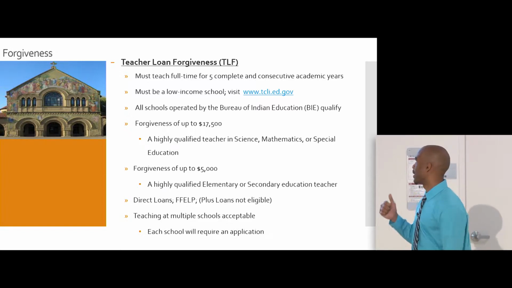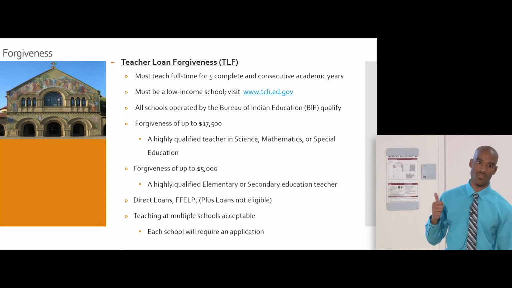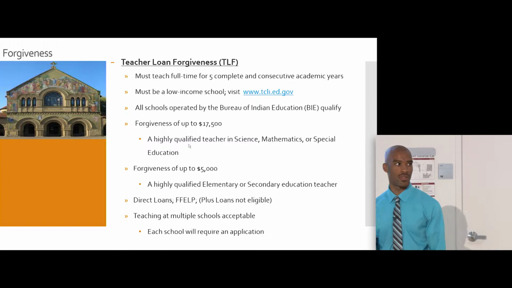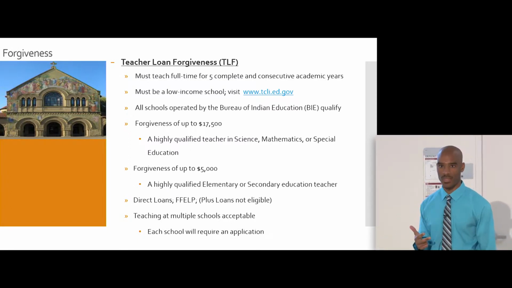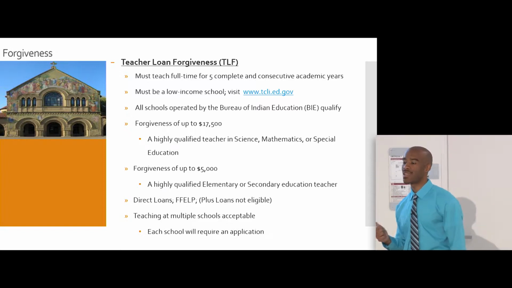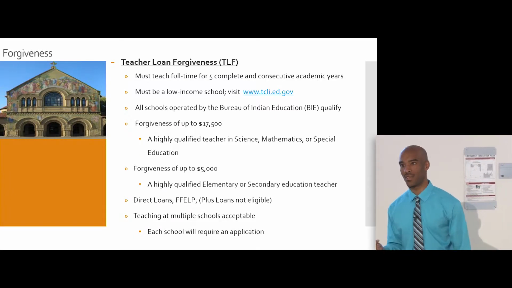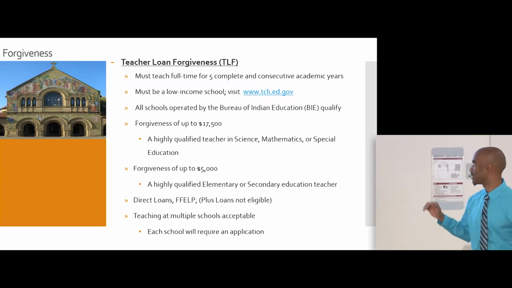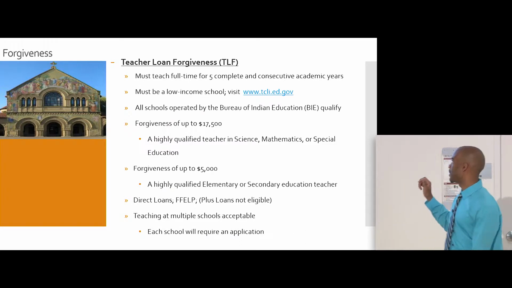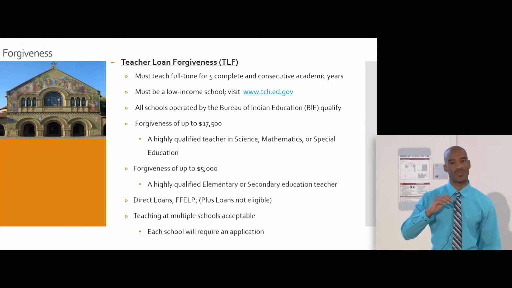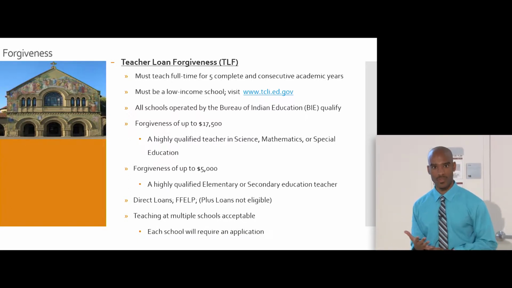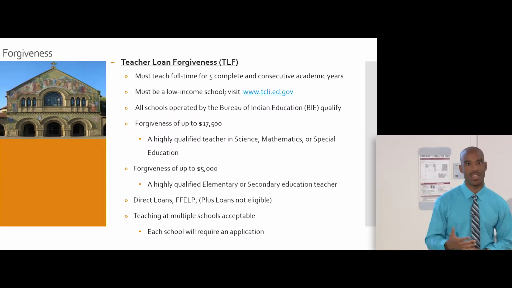They do count as low income schools. Another is the forgiveness amounts. If you were looking for a forgiveness amount of $17,500, you do have to be a highly qualified teacher in science, math, or special education. As far as a forgiveness amount of $5,000, you just have to be a highly qualified teacher in education or secondary education. Those are the direct loans, and FFEL loans are qualified, and your PLUS loans, they are not eligible. And if you were teaching at multiple schools, if you taught at 5 different schools for 5 years, that will be acceptable. You just need 5 different applications from those different schools.